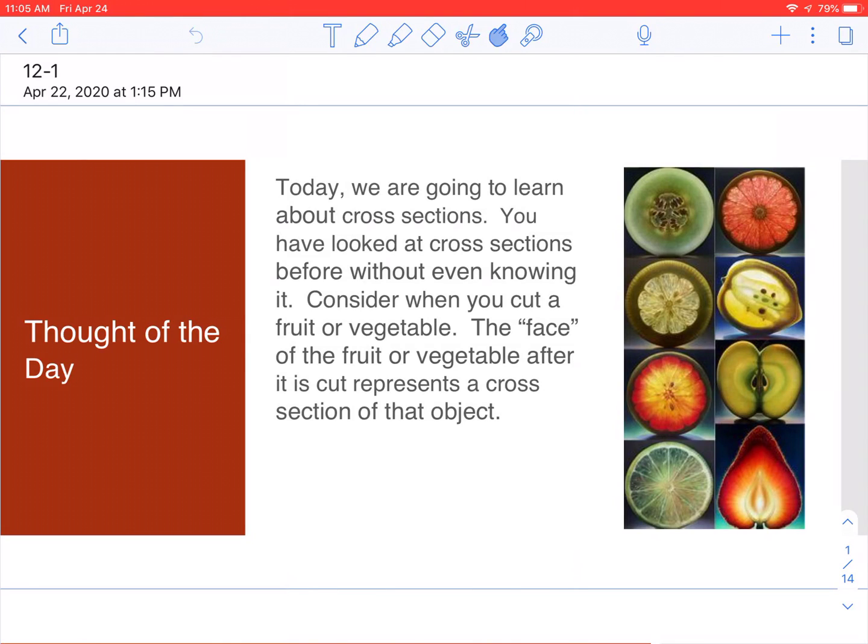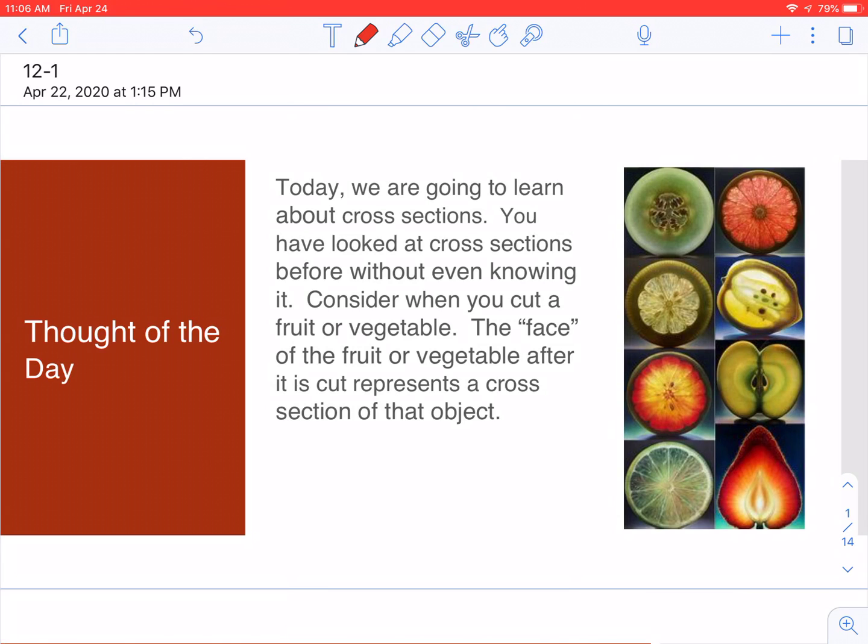All right, next section is 12-1. Today we're going to be learning about cross sections. You can look at this fruit over here that has all been cut with a knife. And when we cut that fruit, it makes a shape. So for example, if you look at this lemon right here, that has been cut so that the cross section is the shape of a circle.